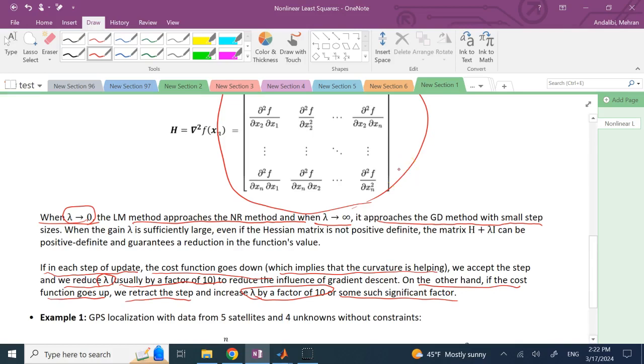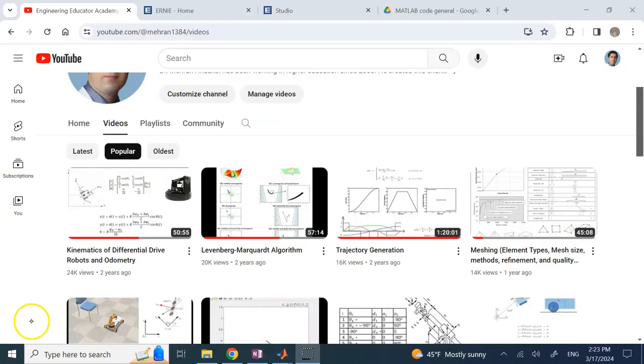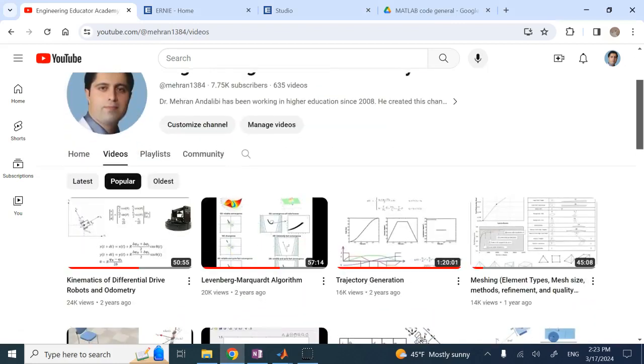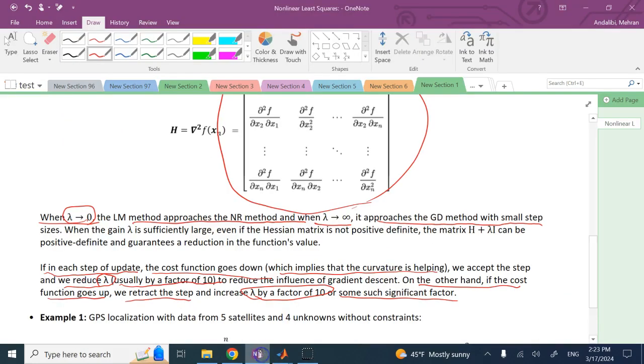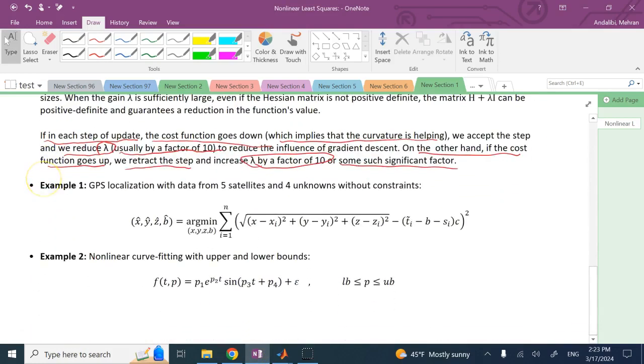If you want, I have a video on my channel. If you go under my videos under popular, it's one of my top popular videos here, Levenberg-Marquardt, and you see I explain that along with a code and a top function to optimize. And this method is really powerful, okay? So my goal here is not to explain that entirely, although I mentioned it to a good extent.